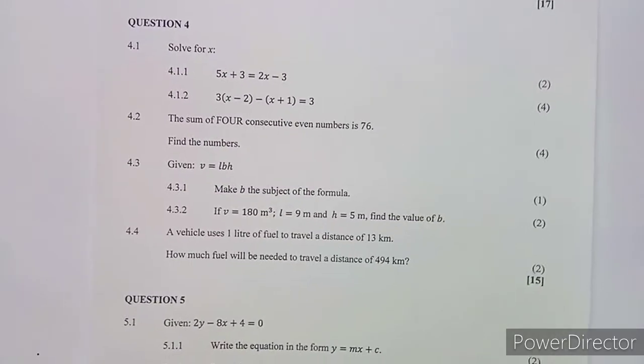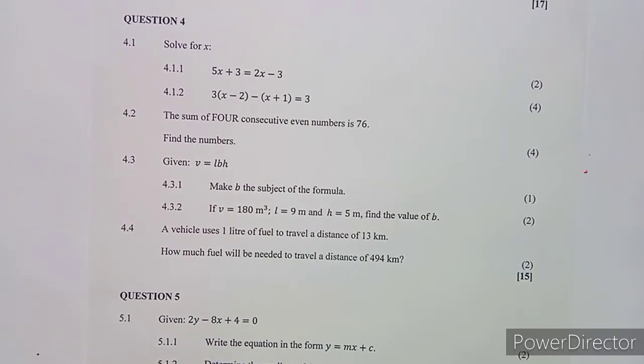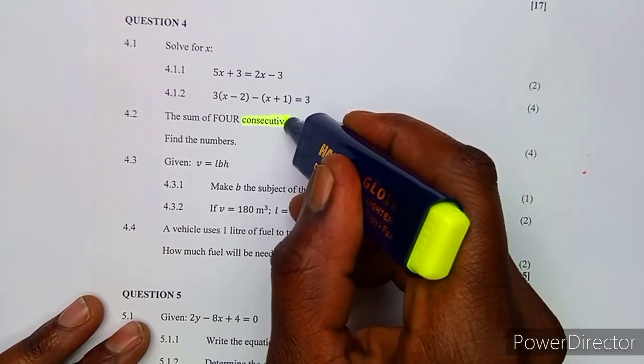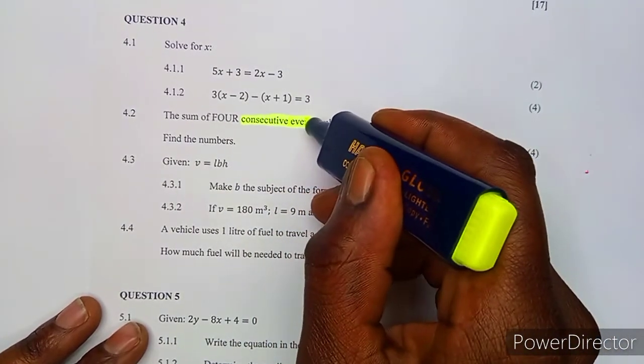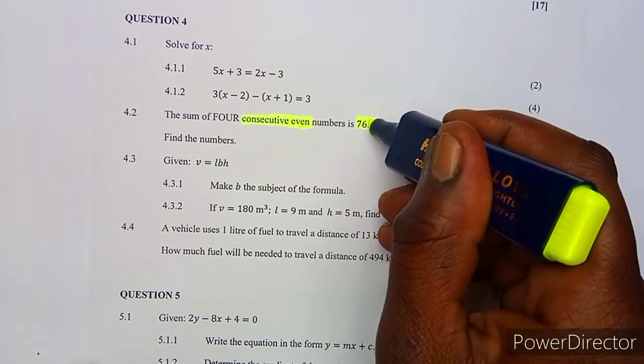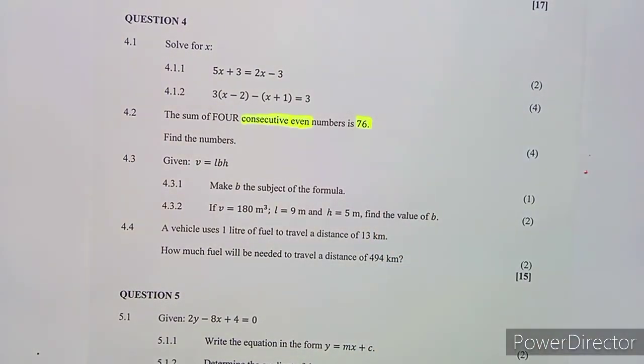Okay, well, number 4, we are given that the sum of 4 consecutive even numbers is 76. Find the numbers. We are given the sum of 4 consecutive even numbers. What are these consecutive numbers?